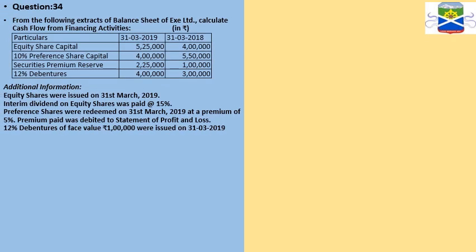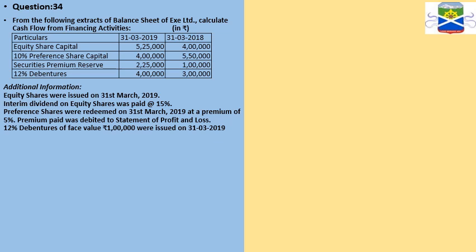Now we are going to find the cash flow from financing activities, and financing activities means the change in capital structure, including owner's capital and borrowed capital, as well as interest paid, dividend paid. This will be considered over here.